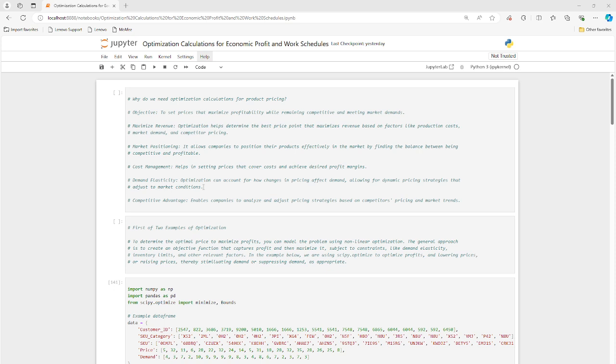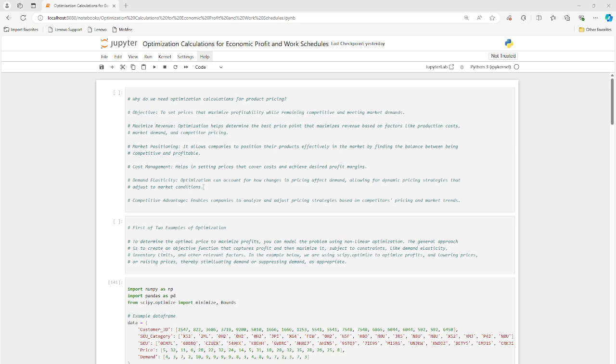Okay, so you have to consider maximizing revenue for sure. Any kind of market positioning, perhaps what the competition is doing. Maybe the competition is lowering their prices. Maybe the competition is raising their prices, and you can lower yours and entice people to buy your product over what the competitor is selling, right?